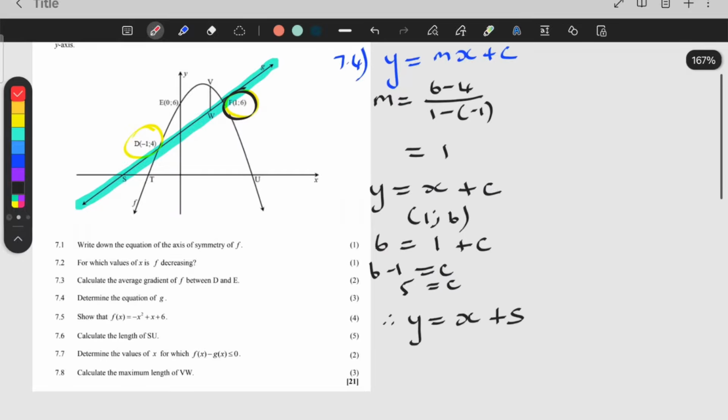So let's see, how did they give you marks? Working out the gradient is a mark, subbing in a point is a mark, and then getting the equation of the straight line, that is a mark.